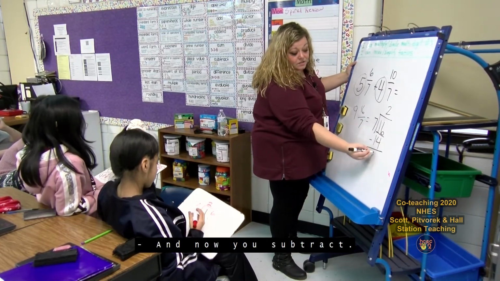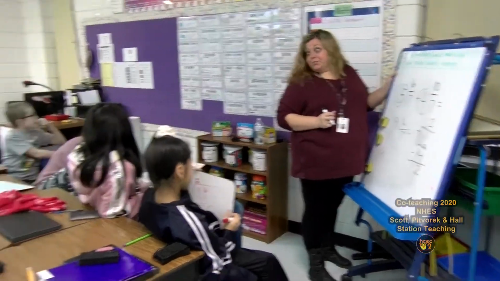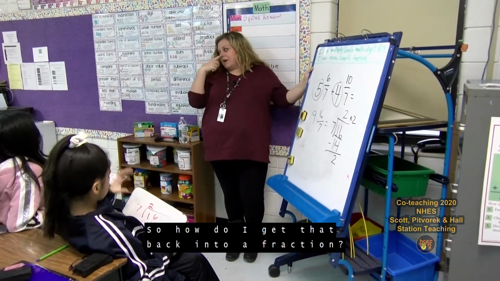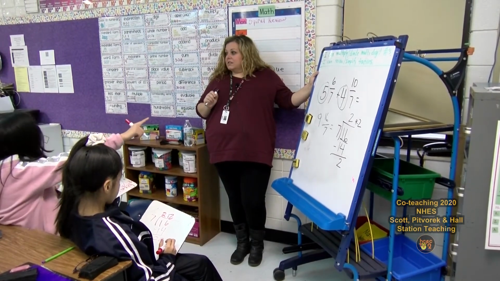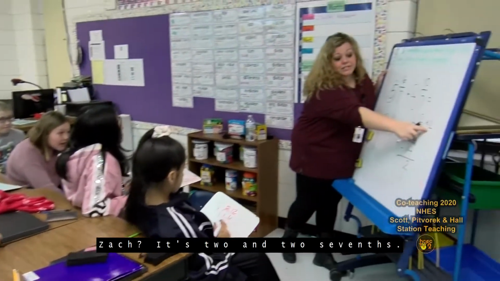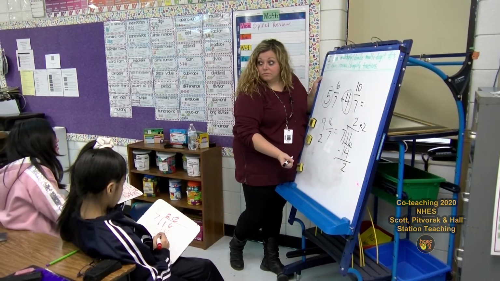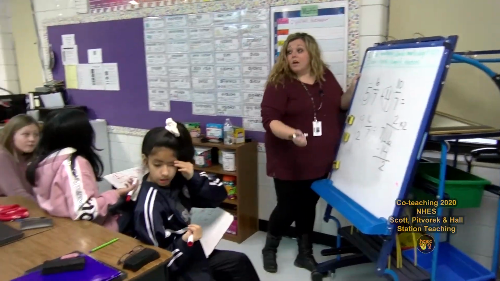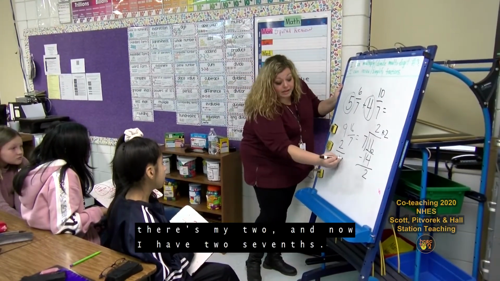And now you subtract. Will 7 go into 2, Mary? No. So it's a remainder of 2. So how do I get that back into a fraction? Zach, it's 2 and 2/7. So look, there's my 2, and now I have 2/7.